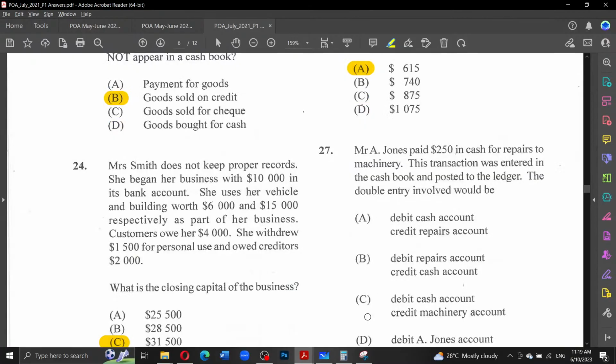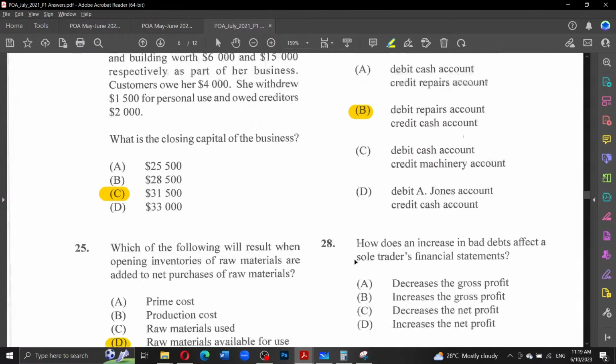Mistress A. Jones paid 250 in cash for repairs. The transaction was entered in the cash book, paid in cash, right? And was posted to the ledger. The double entry would be cash is decreasing, credit cash, debit the expense, which is repairs. Debit cash, no. Credit cash, yes. It's that.